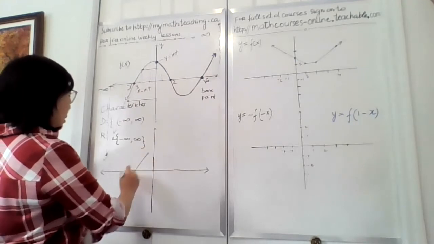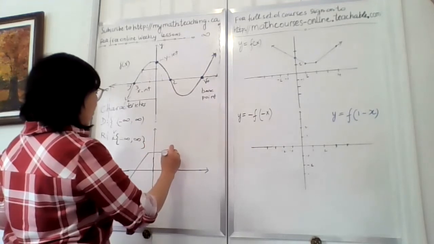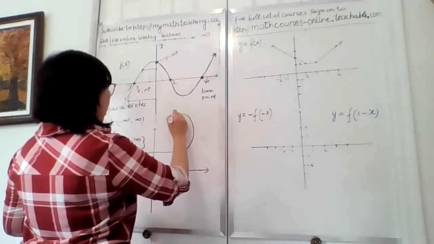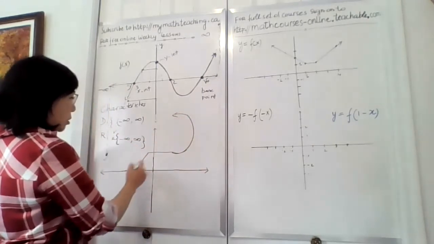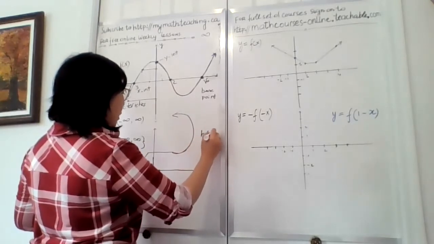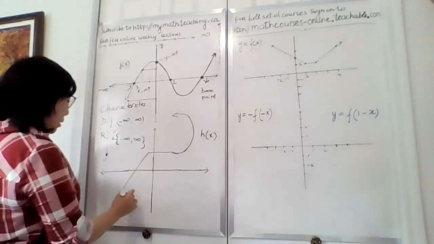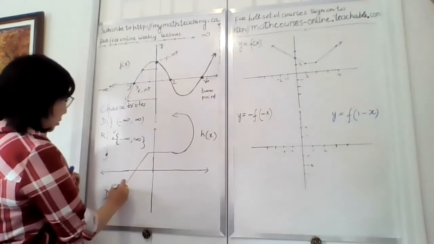let's say you have a linear function this way and this way, and then you have a parabola this way. Okay. So let's say you have a weird function like that. I call it h of x. So let's talk about the domain of this function.